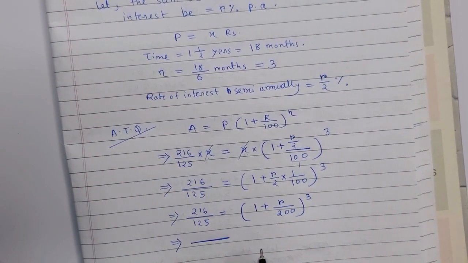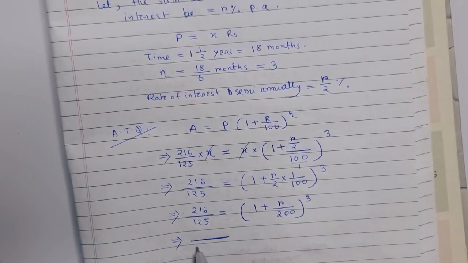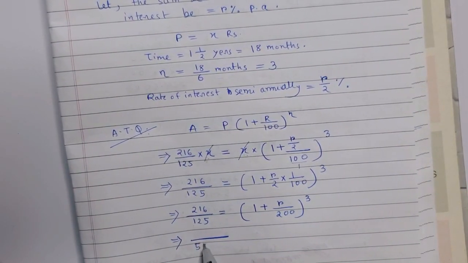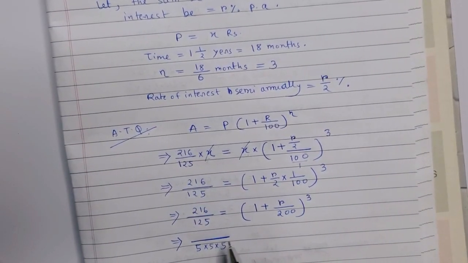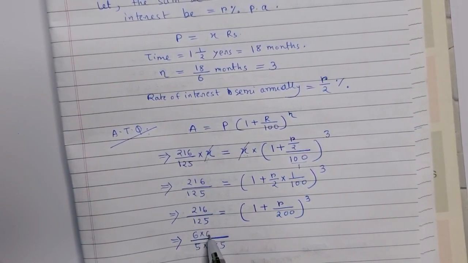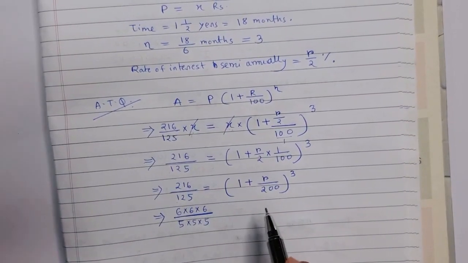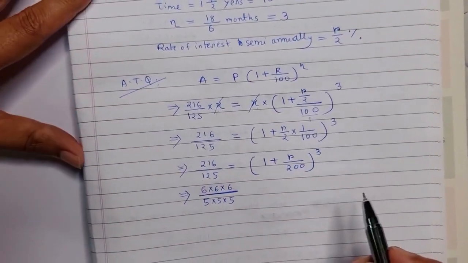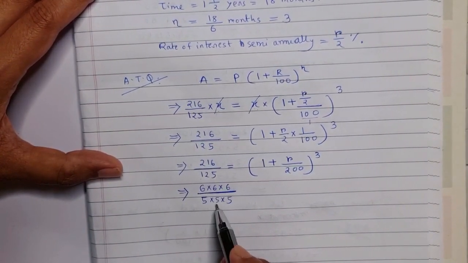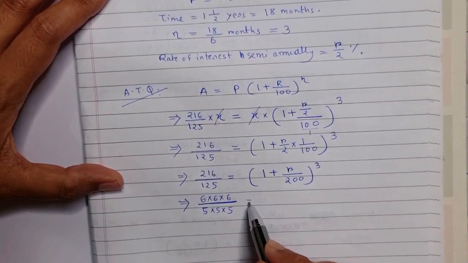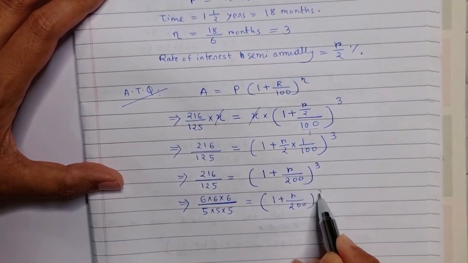125 can be written as 5 into 5 into 5, and if you do 6 into 6 into 6, the answer will be 216. How do I know that? I memorize the values. That's how. 6 into 6 into 6 is 216, and 5 into 5 into 5 is 125. Right hand side, no change. Keep it same. Copy paste.